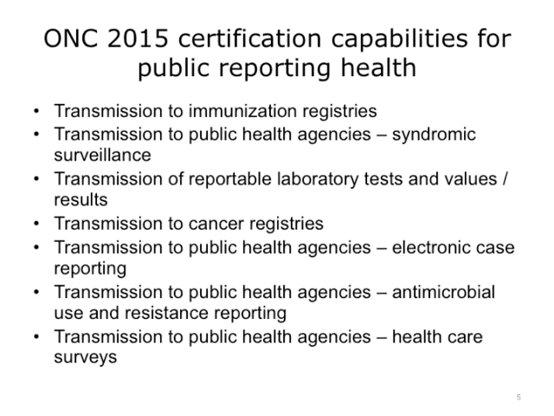ONC 2015 certified systems can be certified to have the following public health capabilities: transmission to immunization registries, transmission to public health agencies, syndromic surveillance, transmission of reportable laboratory tests and values, results, transmission to cancer registries, transmission to public health agencies, electronic case reporting, transmission to public health agencies, antimicrobial use and resistance reporting, and transmission to public health agencies, healthcare surveys. Each of these has interoperability standards associated with them, with the exception of electronic case reporting.